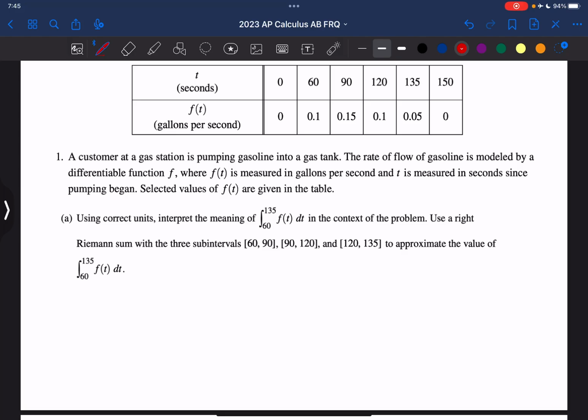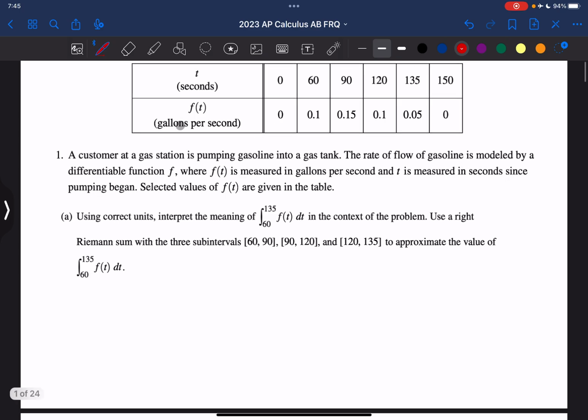So in problem 1 of the free response question, they give us this table where it says a customer at a gas station is pumping gasoline into a gas tank, and the rate of flow of the gasoline is modeled by a differentiable function f, where f is measured in gallons per second and t is measured in seconds since pumping began. Now the table gives us selected values. Part A says using correct units, so that right there is a tell for us to remind us that our answer needs to have units in there.